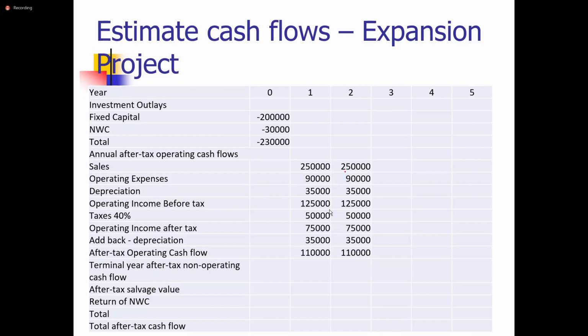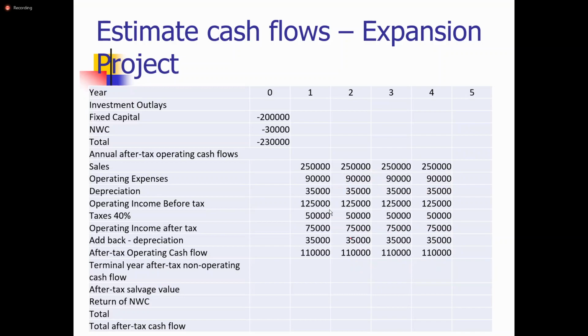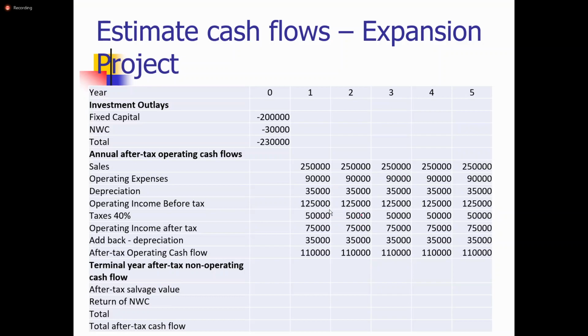I think now it is clear. From here, you have to deduct this because operating expenses are same. You have to deduct these things. And operating income same. So likewise, you will get the same value for every year. Even year 5, you will get the same value. Okay.